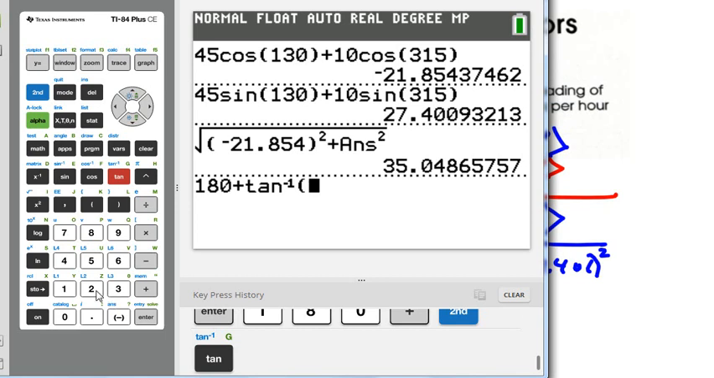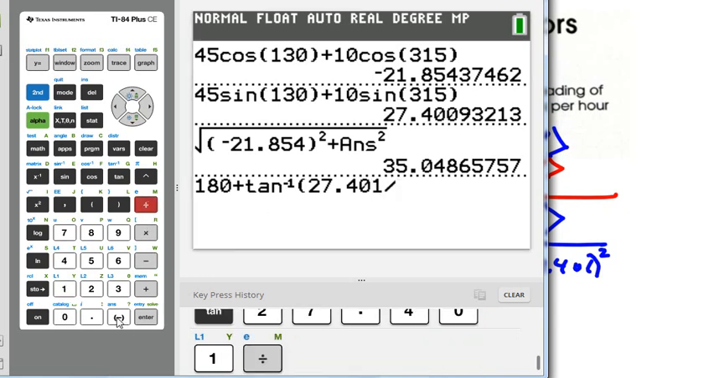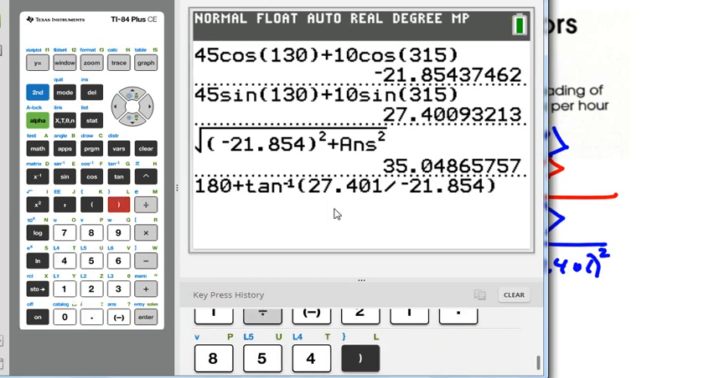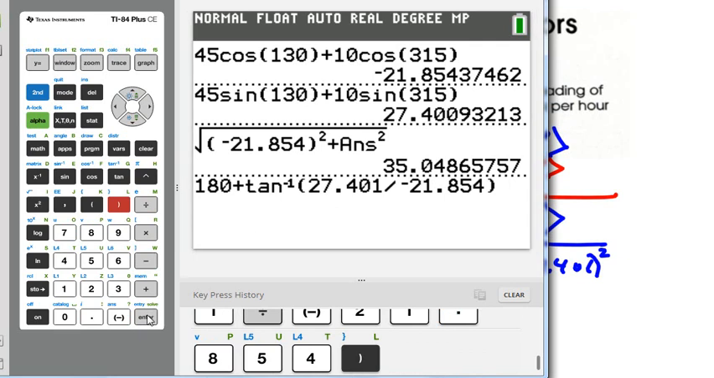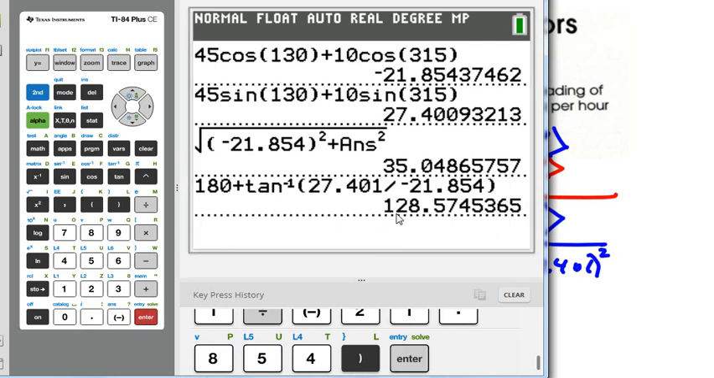We take this 27.401 divided by this negative 21.854. I hope you're comfortable working with these standard position angles. It just makes your life easier. You know how to do that. So we get a direction of 128.575 degrees.